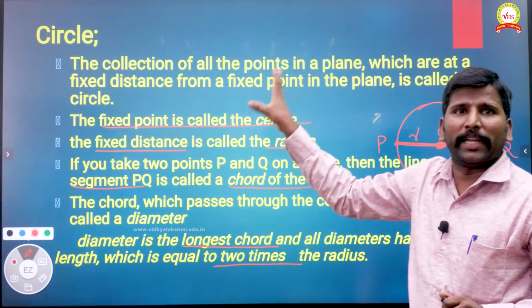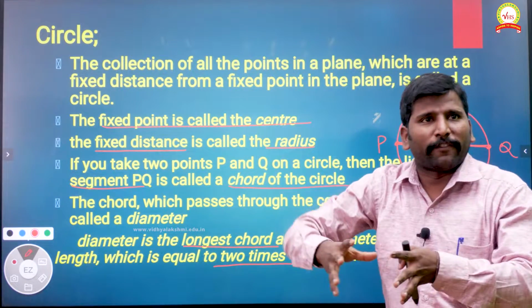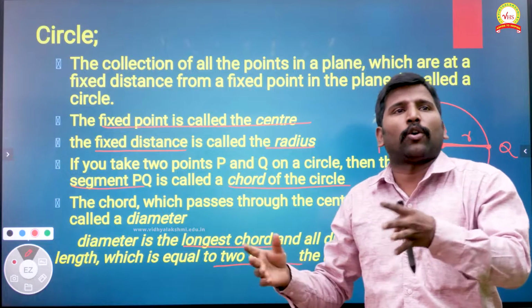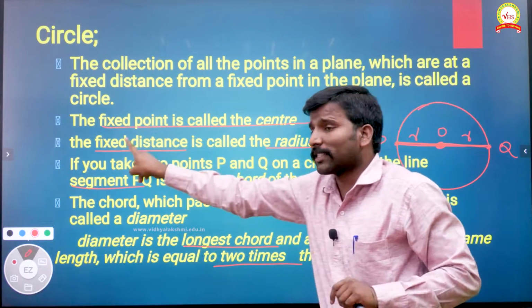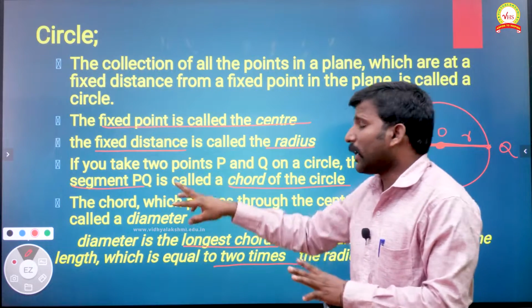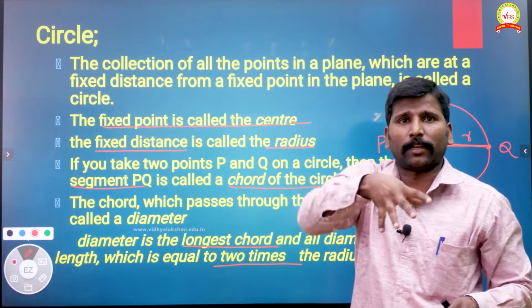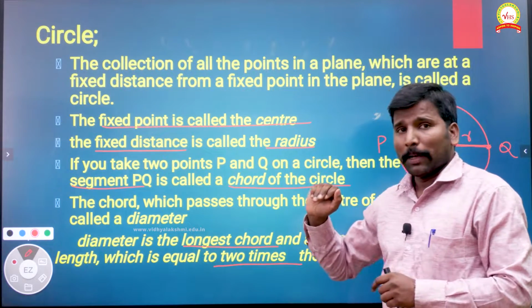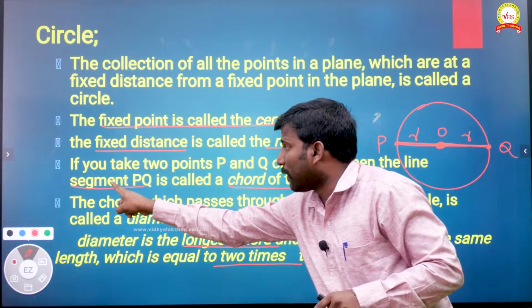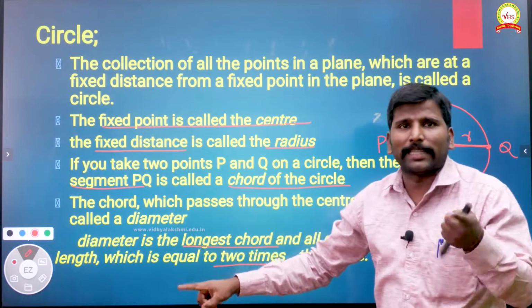Collection of all points in a plane at a fixed distance from a fixed point is called circle அப்படின்னு பார்த்தோம். What is fixed point? Center. What is fixed distance? Radius. Then if you are taking 2 points on the circle, when you join that, it is a what I said, chord. But it is a line segment, it is a chord. If it is a line, I said secant.